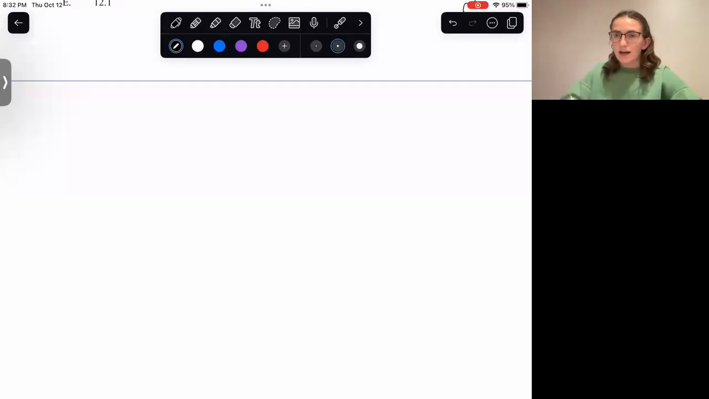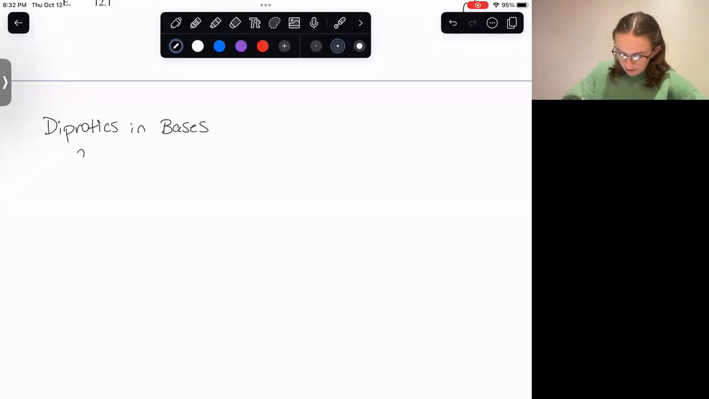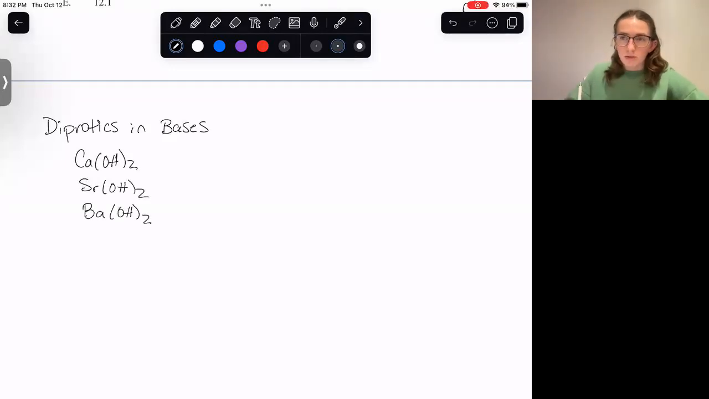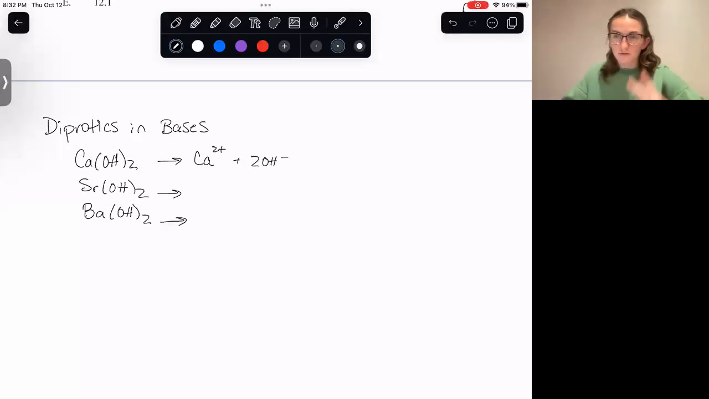If we're looking at an acid or a base, most often we see diprotics as acids, but we do have some examples of diprotic bases, and those are going to be 3 of your 6 strong bases: calcium hydroxide, strontium hydroxide, and barium hydroxide. These are all diprotic bases because when they break apart in solution, they form, for example, calcium 2 plus and 2 OH minuses. So you have 2 of those OHs.